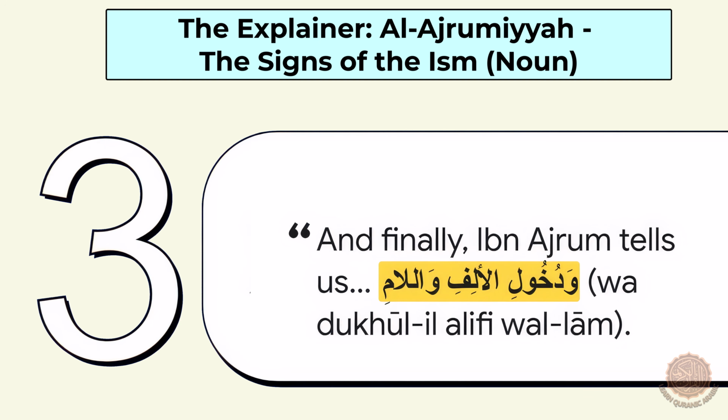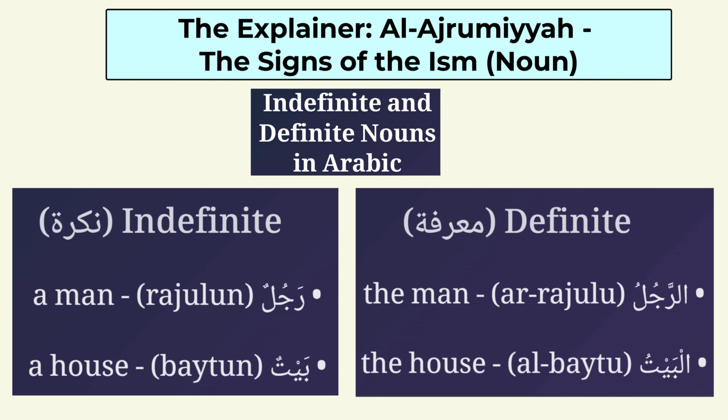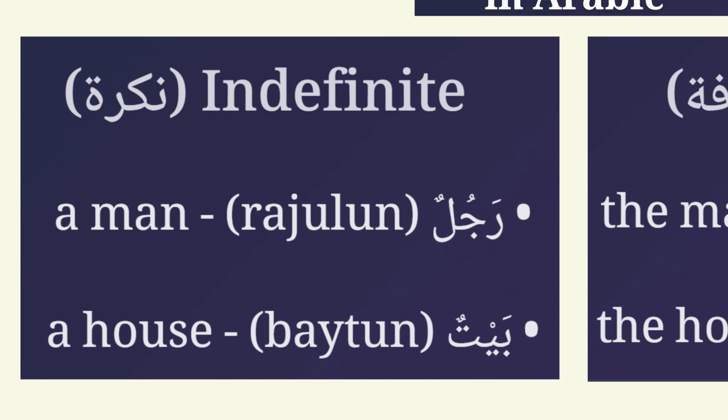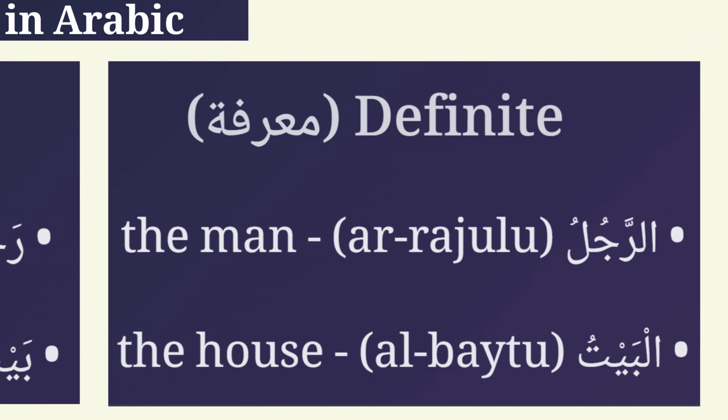So just the ability of a word to let al come in front of it, that is what proves it's a noun. This slide shows the change perfectly. On one side, you have the indefinite nouns with tanween, rajulun, a man, and baytun, a house. Now look what happens when we add the Alif-Lam. The tanween disappears. Rajulun becomes ar-rajulu, the man. Baytun becomes al-baytu, the house. The noun is now specific, definite. This transformation belongs only to the ism.